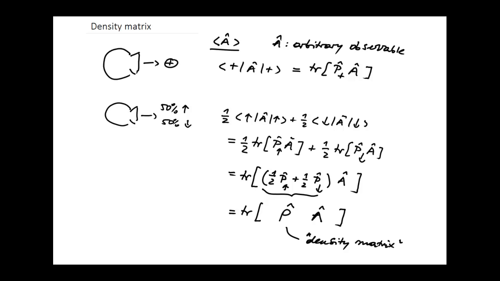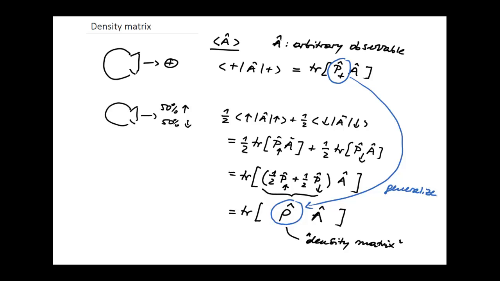And here you see how the density matrix generalizes the projector. In the case of a pure state, for the expectation value of an arbitrary observable, we had the form: the trace of projector times observable. And now, where we have a mixed state, the expectation value has the form trace of density matrix times observable. So this is the generalization. We go from a projection operator for the state to a density matrix for the state.